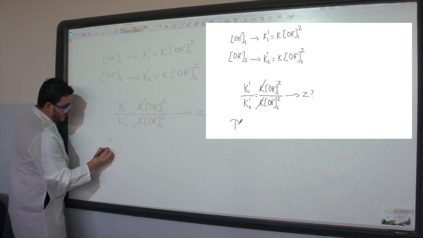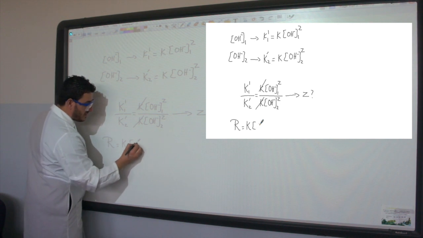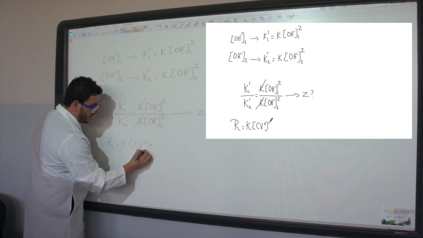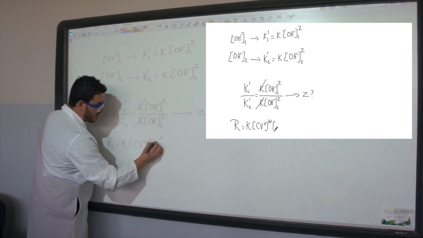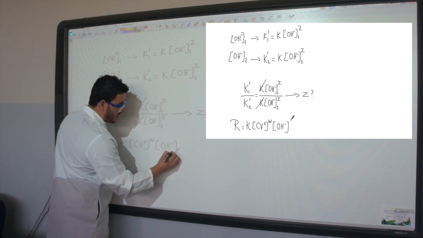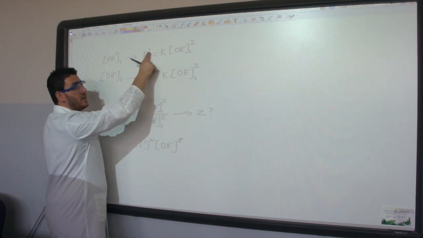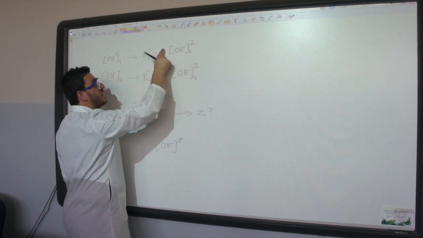So after that, the rate of the reaction will be K multiplied by the concentration of Cv+ to the power W and the concentration of OH minus to the power Z. You know K prime 1, you know OH minus 1, you know Z, so you can calculate K.